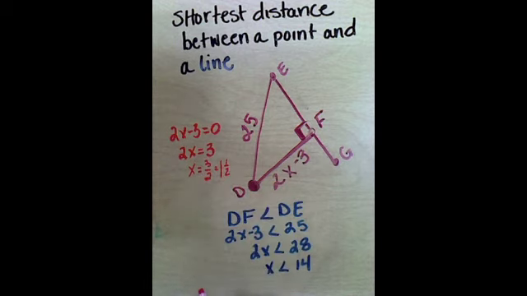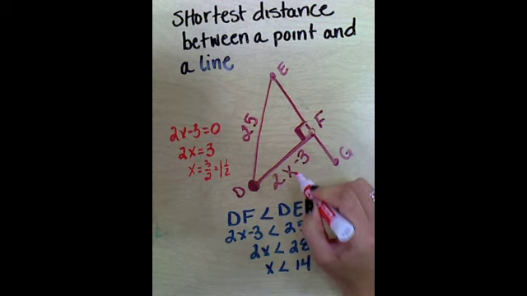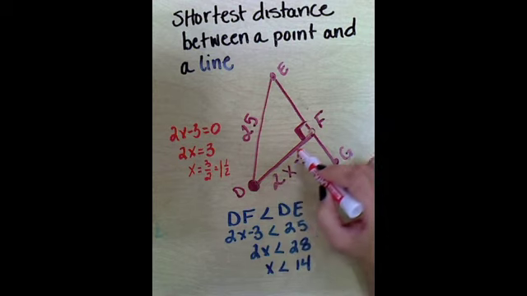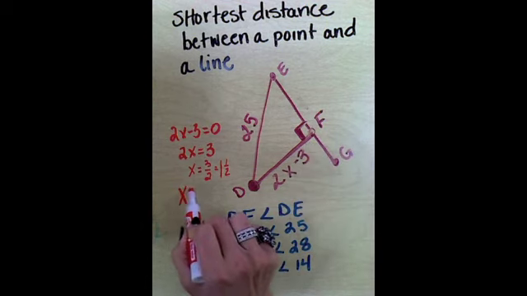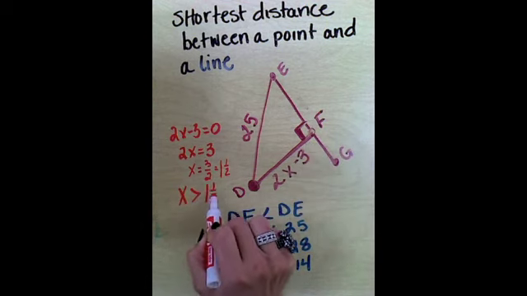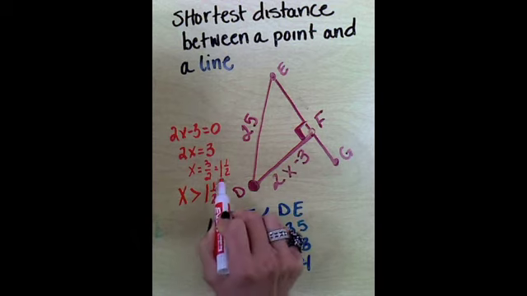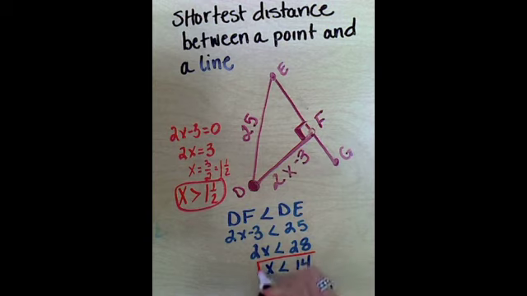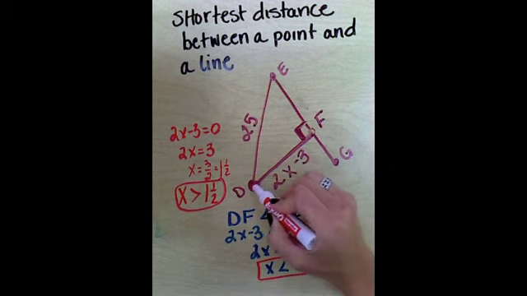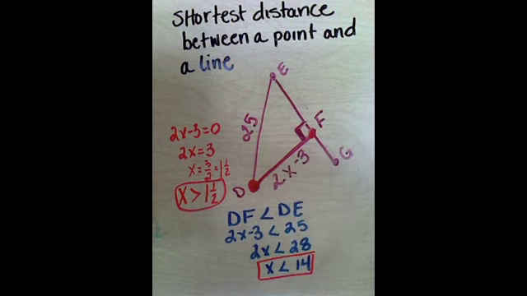And what I find out is if I don't want this to be 0, I can't plug in 1 and 1/2. I could plug in the number 2, and 2 times 2 is 4, minus 3 still gives me a length of 1. So that means I can take anything that's bigger than 1 and 1/2. This is what x has to be bigger than, but this is what x has to be smaller than in order for us to know that this is in fact the shortest distance to the line segment EG.